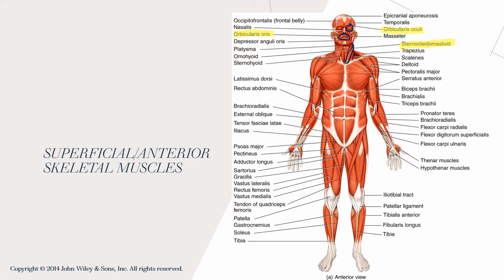Next, the latissimus dorsi, sometimes also just called the lats, are these muscles here. And these extend, adduct, and medially rotate the arm at the shoulder joint.